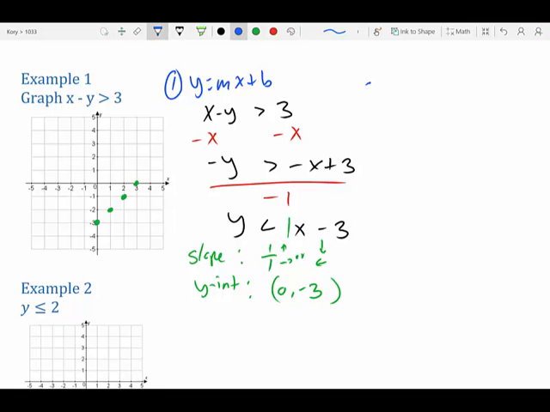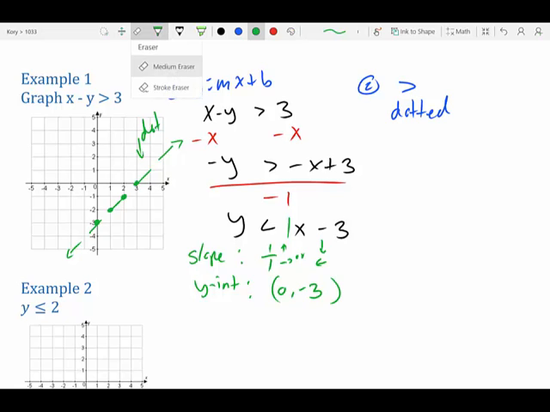Now our second step: is it going to be dotted or solid? Since we have just the inequality sign with no underneath line, it's going to be dotted. So we connect it with a dotted line. If you forget to make it dotted on your test or anywhere, just put an arrow and say it's supposed to be dotted. You don't need to erase it if you don't want to.